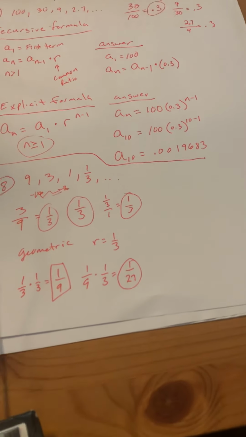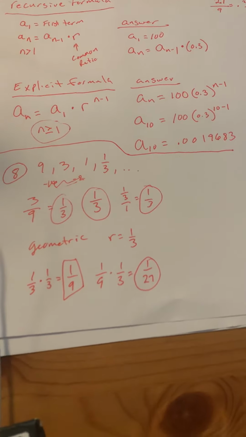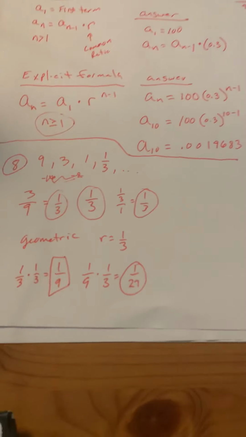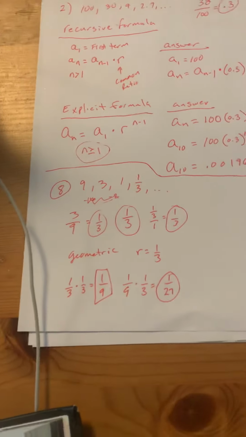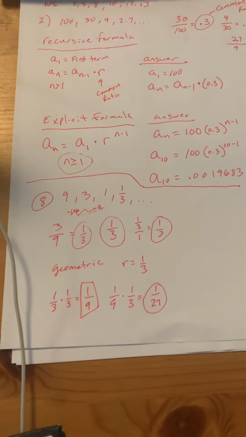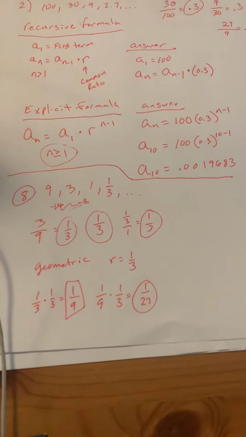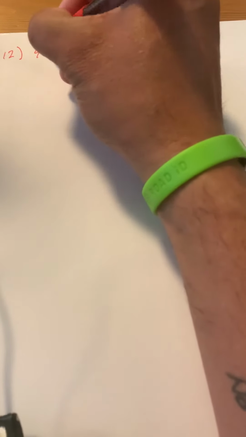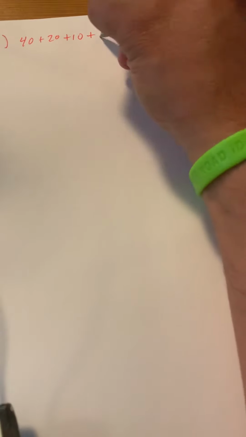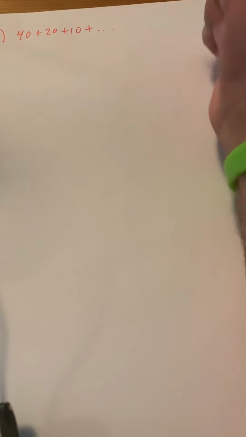So for number 12 and 13, you're being asked to add a series of numbers and determine if they're an infinite series or a finite series. And as you can tell for that problem, they're infinite. So let me write this down for number 12. The numbers are 40 plus 20 plus 10 plus blank, blank, blank, meaning you're still adding.